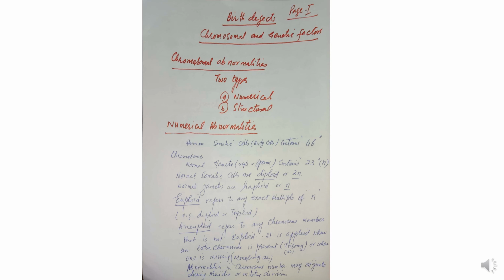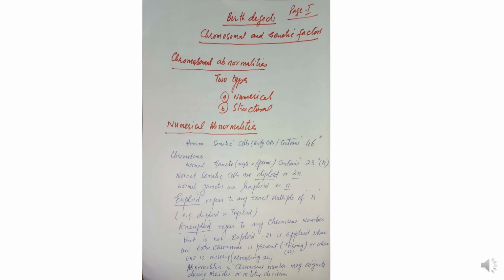So there are two types. Somatic cells, which form the whole body, contain 46 chromosomes. Normal gametes, oocyte and sperm, contain 23 single, n, or haploid number of chromosomes. It is essential that oocyte and sperm must have 23, because when the zygote is formed, it becomes 46, which is the normal diploid number of the human body chromosome.